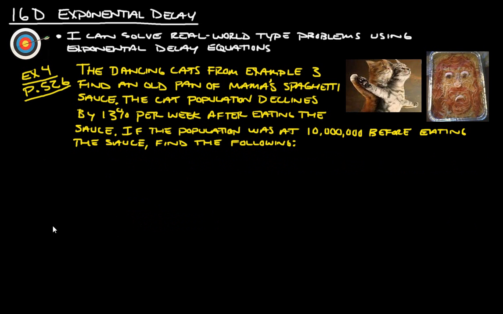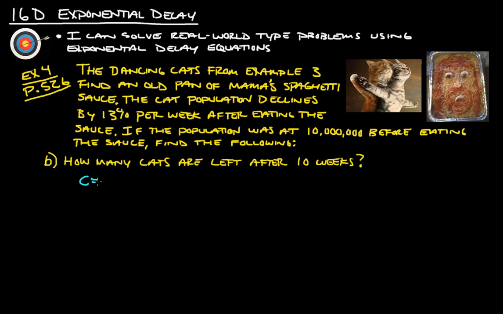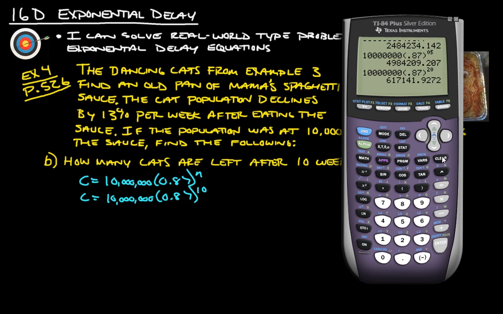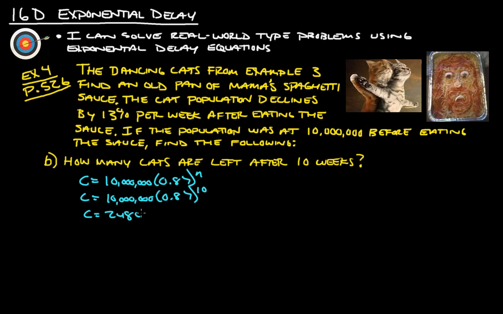All right, and we're going to use that on the next one, which is how many cats are left after 10 weeks. So cat population, 10 million times 0.87 all to the nth power, and now we're going to plug in 10 for the time, which is n in this case. All to the 10th power. We bust out our calculator and we do 10 million times 0.87 to the 10th power, and we get 2,484,234 cats, about. And that again is an estimation, roughly that many cats after 10 weeks.